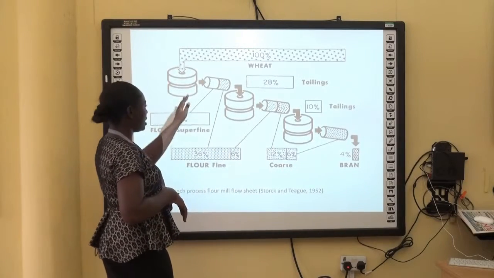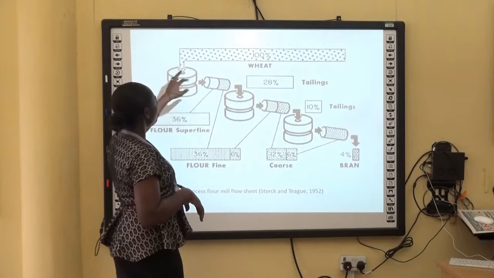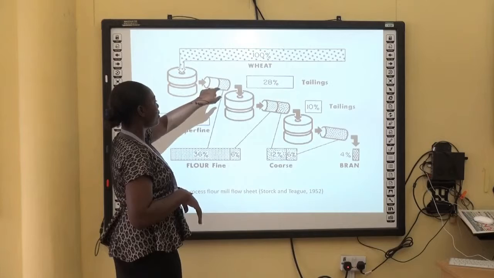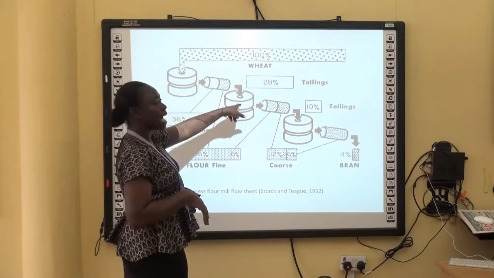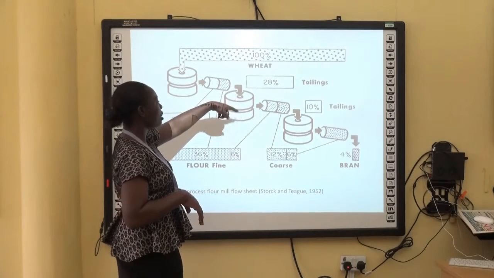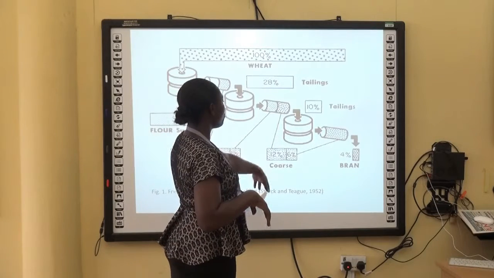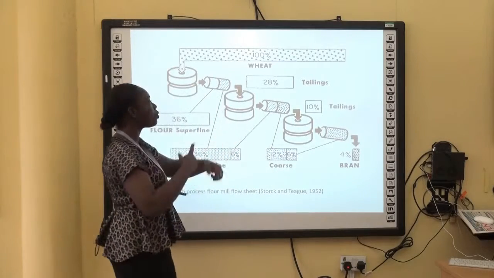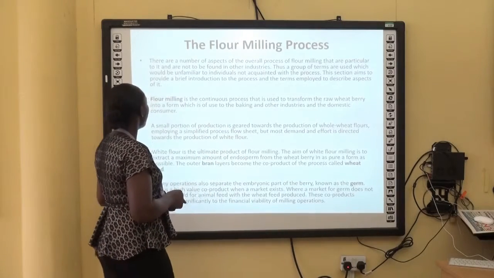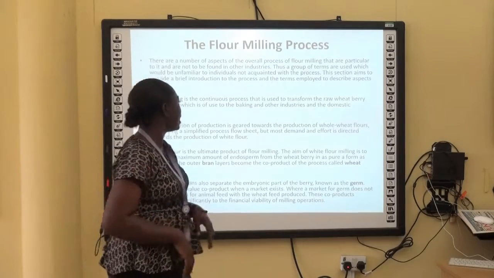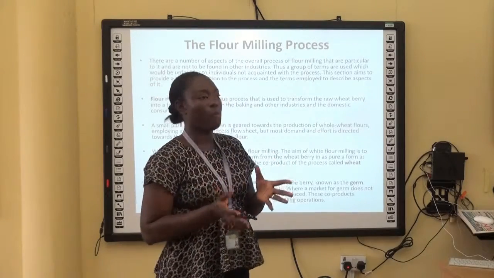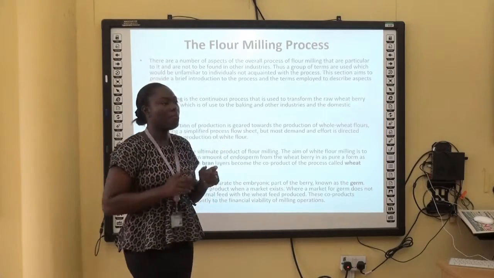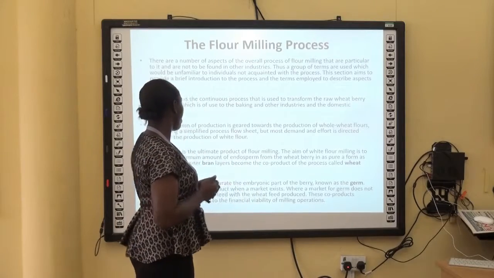Now you can see this, like I said, that your wheat comes in, you sift, this is like the seed, then whatever is left, you take it back into another milling cycle, and then you sift, you remove whatever is not necessary, and then you grind again. So it's a continuous process. So flour milling is used to transform the raw wheat berry into a form which is of use to the baking industry and other industries.